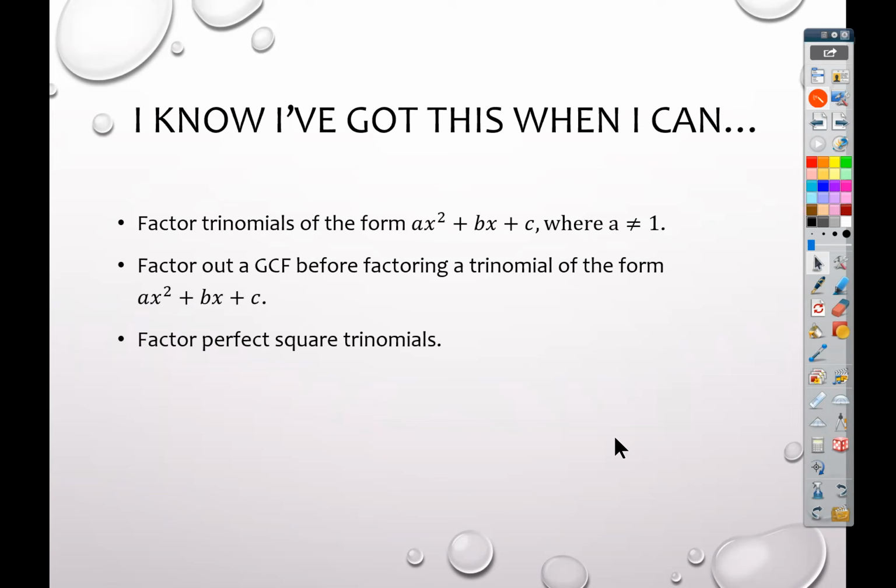Factor out a GCF before factoring the trinomial of the form ax squared plus bx plus c, and factor perfect square trinomials.